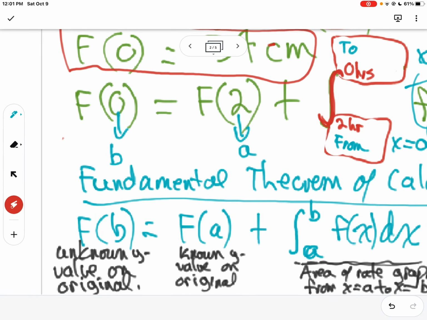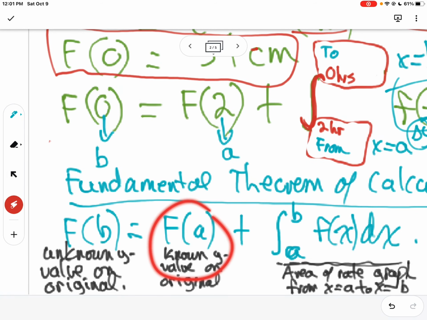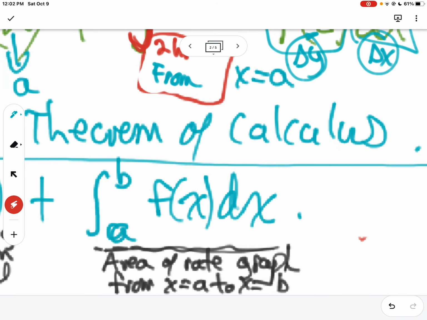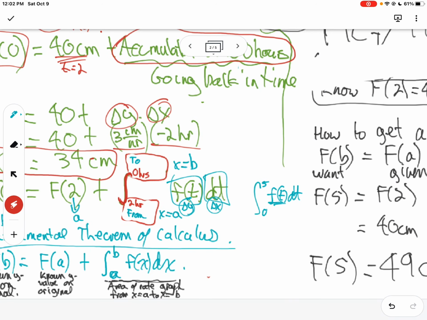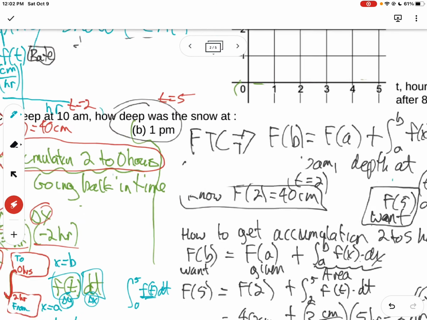Okay, so f at b represents the unknown y value we want to figure out. F at a represents a y value on the original that we know. And then right here, this is the area or the accumulation under the rate graph from x equals a to x equals b. So if you look at this, actually, we're getting a rate graph out of this. We're taking a rate graph and we're getting an original function from that, okay? So what I'm going to do now is just do it on the other side.